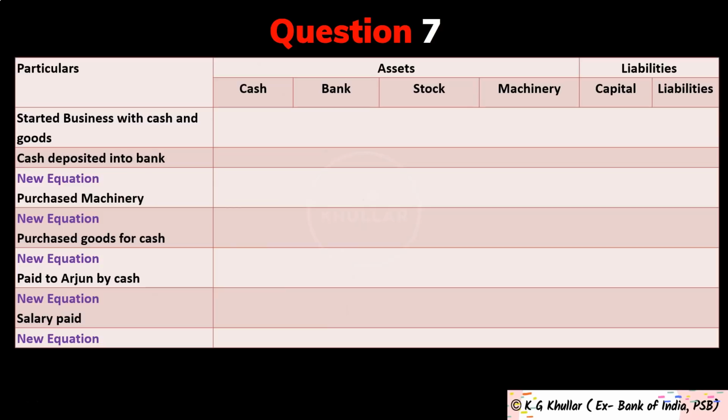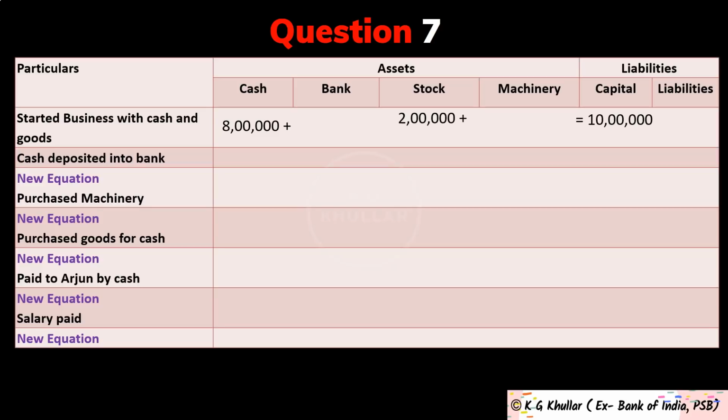So first transaction is started business with cash rupees 8 lakhs and goods rupees 2 lakhs. Friends, this 8 lakhs will come under this cash head and 2 lakhs will come under stock. Also note, both sides of the equation must tally. So this total, that is 10 lakhs, is nothing but our capital. So in right hand side, this will come under this head. So as you can see, both sides are tallying.